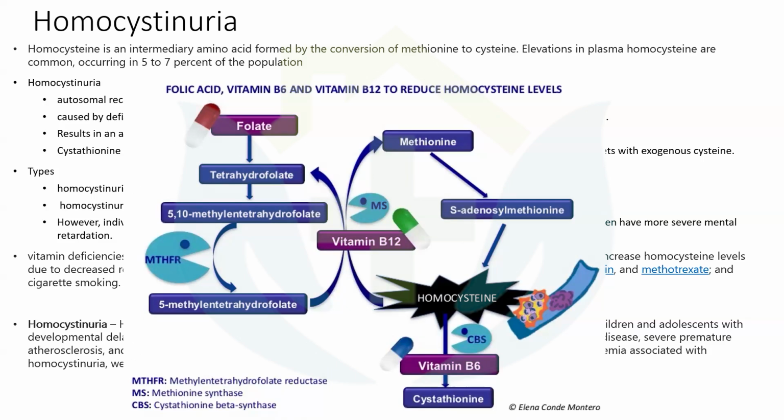So we can see here the homocysteine, and this homocysteine will form methionine with the help of vitamin B12. Also this homocysteine will be converted into cysteine as well, and that will be with the B6 vitamin. So when there is an enzyme deficiency in this pathway, homocysteine will accumulate in the body, which will cause all these problems.